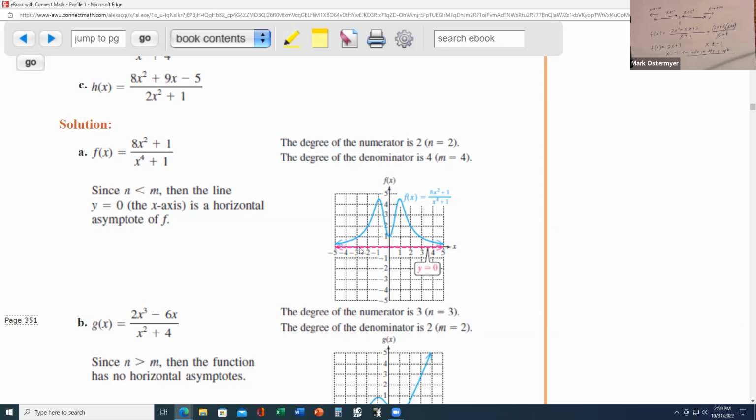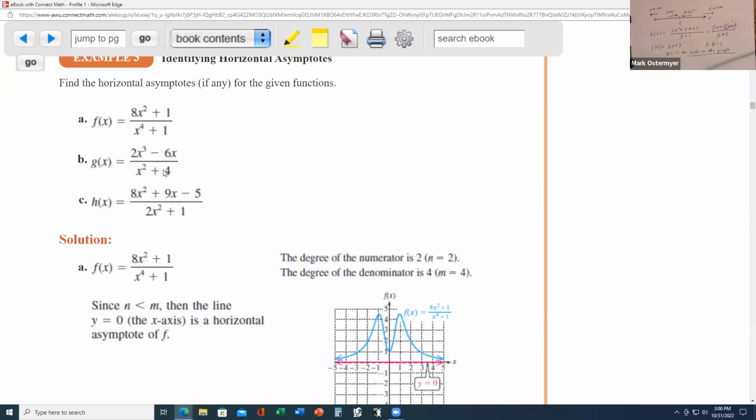Notice it does not appear that the graph of f of x is ever going to cross or intersect or touch this horizontal asymptote, because if it did, they would have shown that point of intersection. So there is no place where this graph will ever touch or cross that horizontal asymptote. All right, we'll show you, if it does, how to locate that point of intersection.